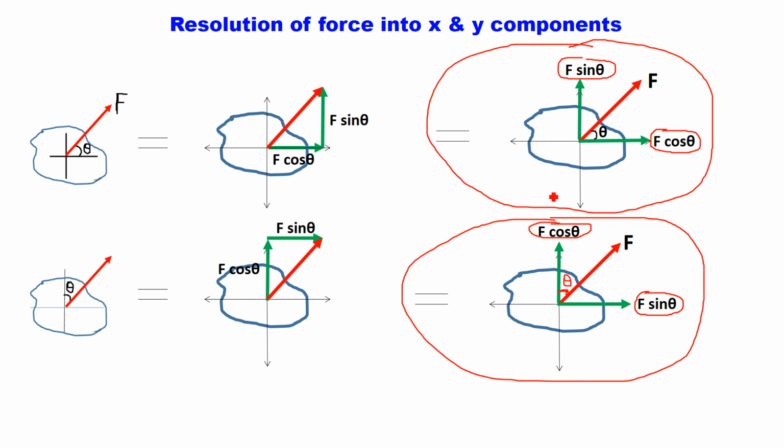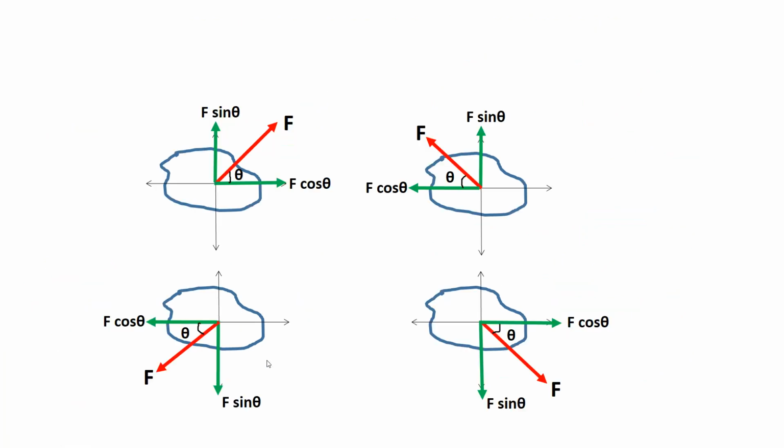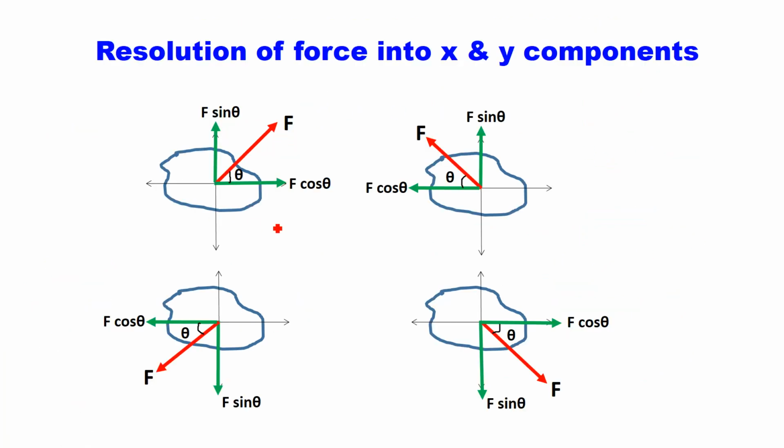Now we will take all four possible examples, with forces given in different quadrants. So these are the four examples. This is the first example where the force is given in the first quadrant. In this example, the force is given in the second quadrant, in this example the third quadrant, and in this example the fourth quadrant. In all four cases, I have taken the angle with respect to the x axis, x axis, x axis and x axis.